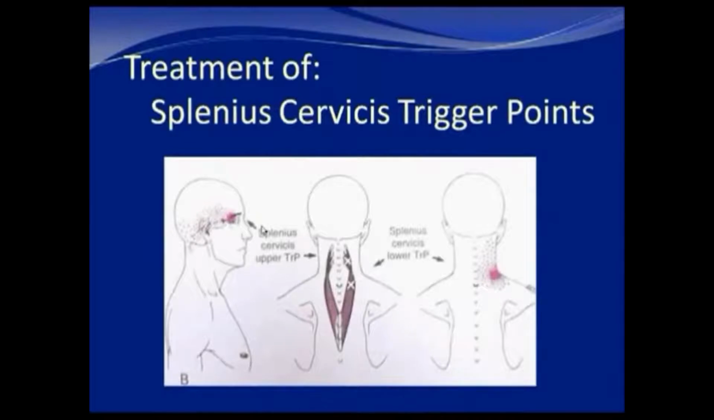The splenius cervicis muscle, the upper trigger point will refer to the back of the eye, and this is one of the places you will look when a patient has been diagnosed tentatively with cluster headache. This trigger point refers to that area that the patients complain about having cluster headache, and you'll often find this upper trigger point present when patients have cluster headaches. The lower one usually just gives you basal neck symptoms.